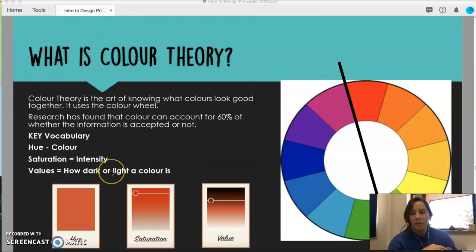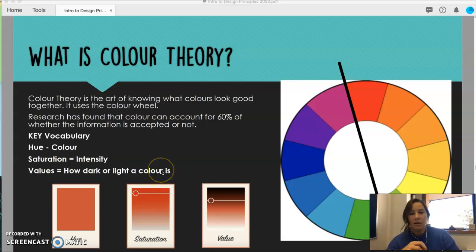Okay, we're going to spend a bit of this lesson talking about colour theory. Colour theory is basically the art of knowing what colours work well together and what colours don't. It heavily uses the colour wheel here, which you'll notice has been separated into warm colours and cold colours. There is some other key vocabulary you're going to need to know throughout this lesson. The first one is hue, and when I say hue, I'm referring to a particular colour. When I say saturation, I'm referring to how intense that colour is. And when I talk about values, I'm talking about how dark or how light that is.